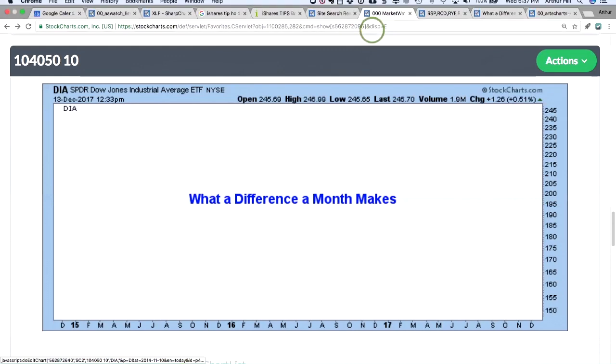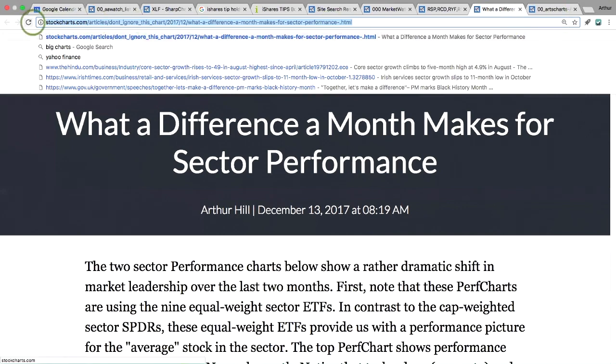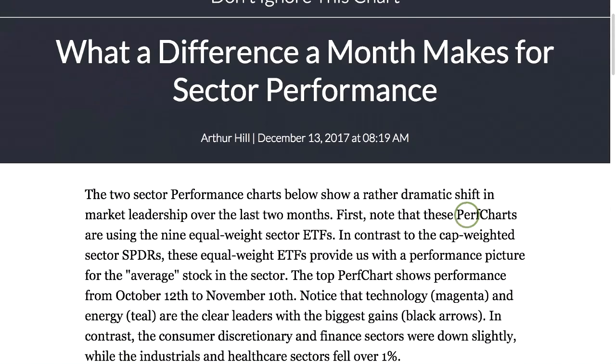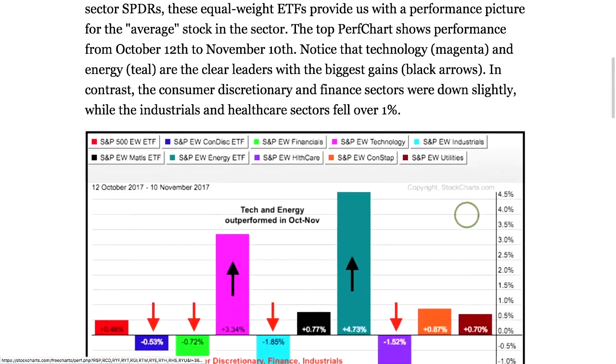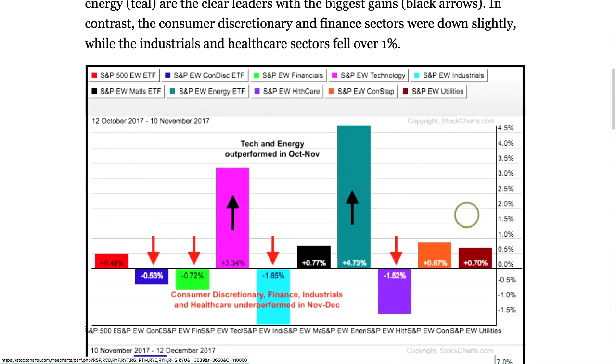So this next segment is what a difference a month makes. And we're going to go back to an article on don't ignore this chart. And I'll get a refresh here. So I put this out today. And I was showing the difference in performance between the 9 equal weight sector ETFs.